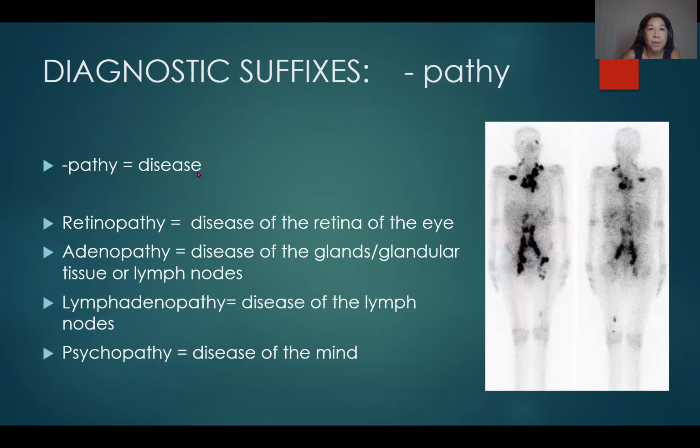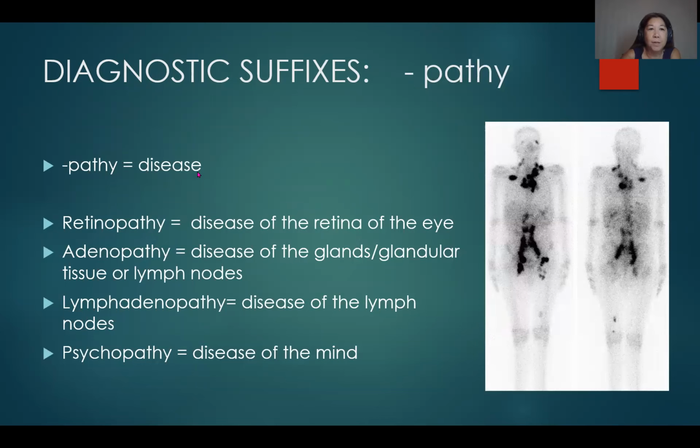Another term you might be familiar with is psychopathy, which is a disease of the mind, right? Or the word psychopath, which is a person who has a disease of the mind. Another term that is becoming a little more common that you might run across is osteopathy. Or osteopaths, you may have heard of them. So osteopathy is a disease of the bones, right?